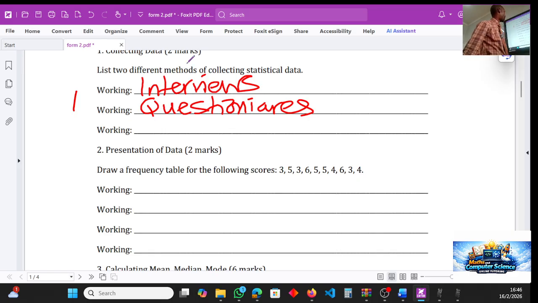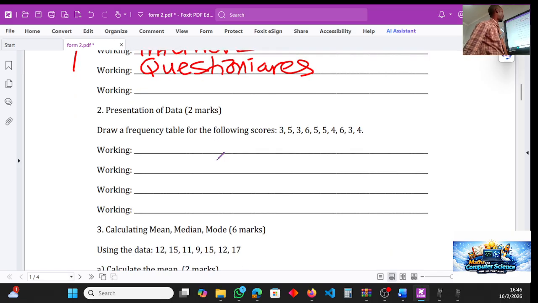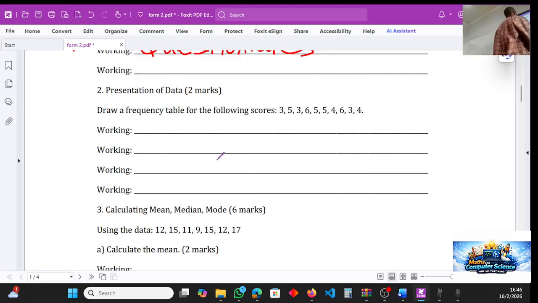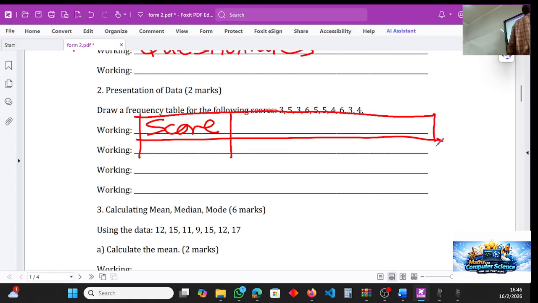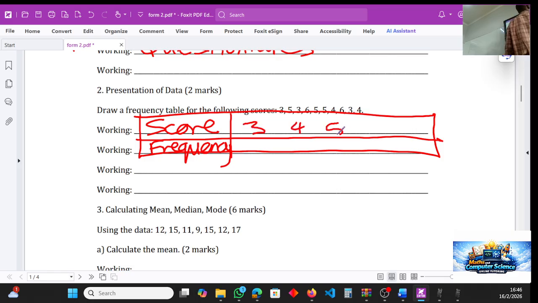Now we're moving on to presentation of data. We are required to draw the frequency table for the following scores. So what we can do is start by noting the scores in tabular form. Then below, we will be interested in how often the value is repeated, that is frequency. Looking at the digits here, the list is 3, followed by 4, then 5, then 6. So we will check how many times 3 is appearing. It's 1, 2, 3. So the frequency of 3 is 3 itself.